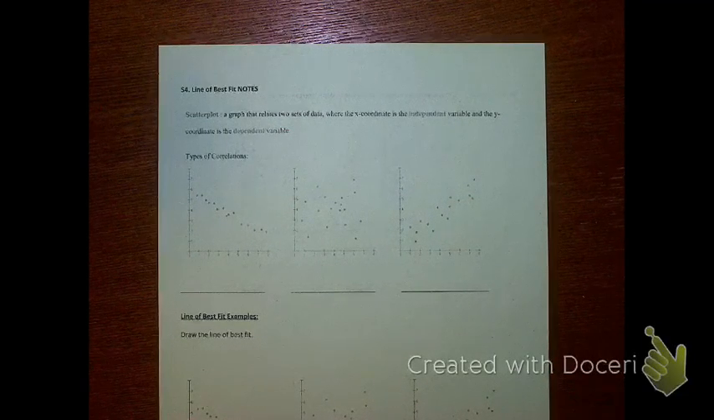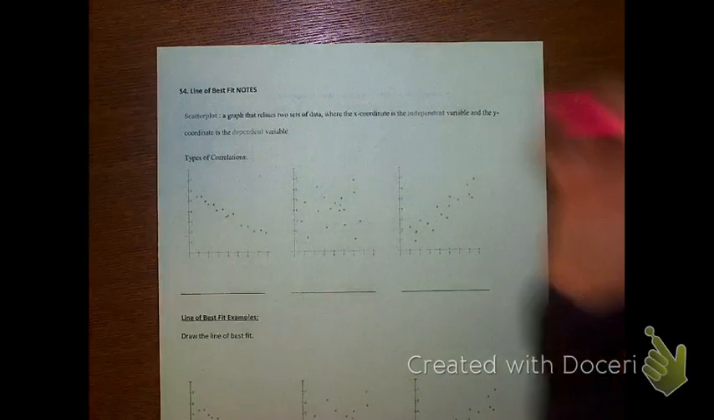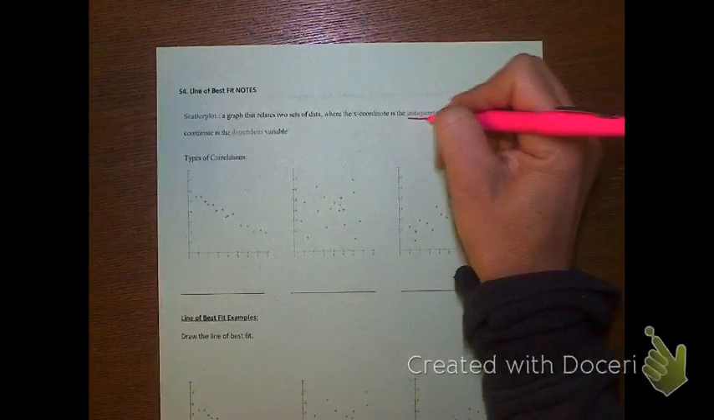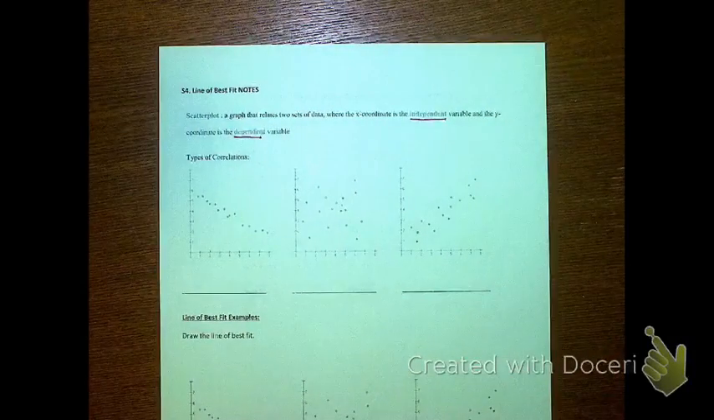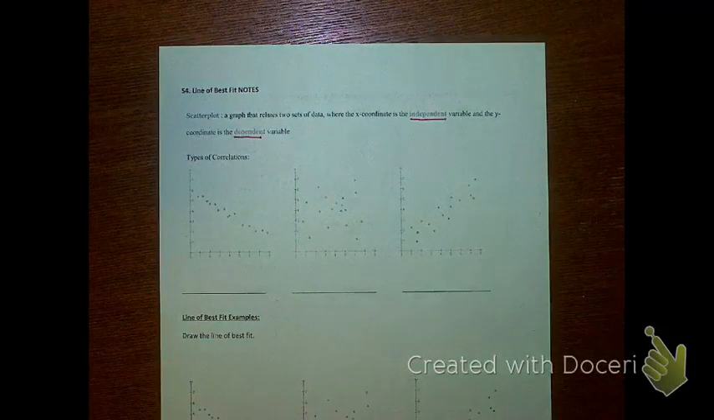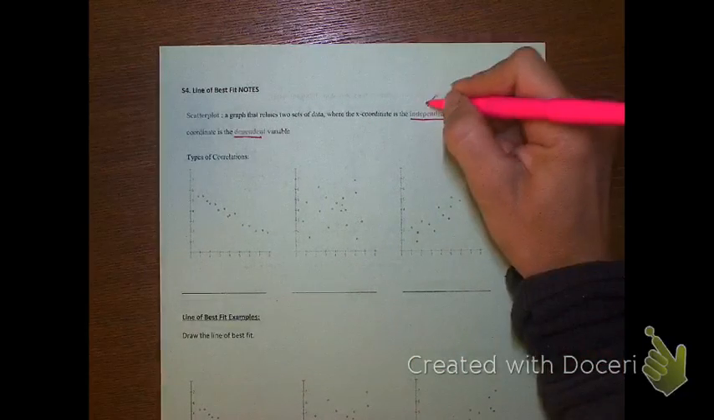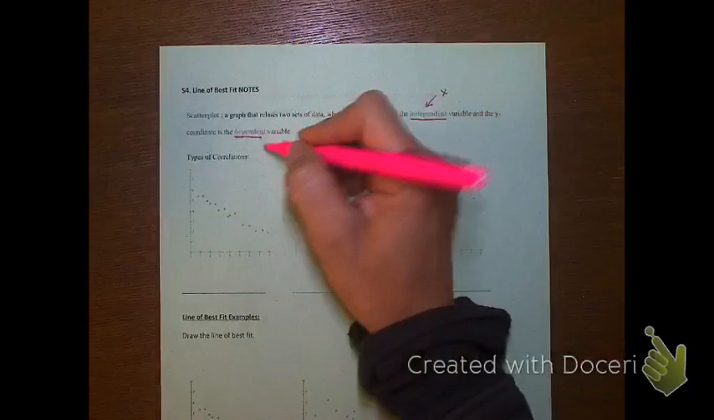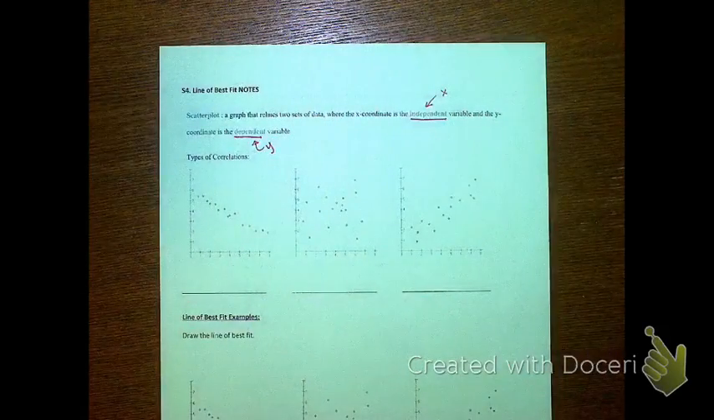You've done dot plots, you've done two-way tables, you've done different things, right? Today we're going to be working with sets of data that have two variables. One of them is called the independent variable, and one of them is called the dependent variable. The independent variable is going to be represented by x, so this is represented by your x values. The dependent variable is going to be represented by y.